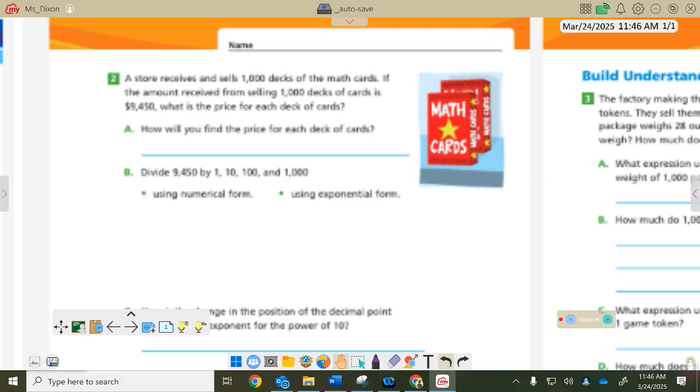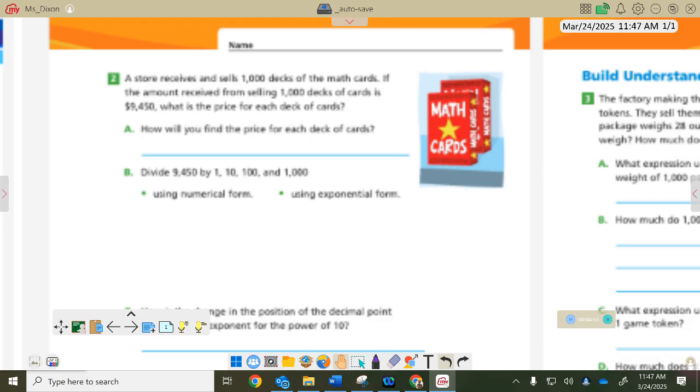Alright. A store receives and sells 1,000 decks of math cards. If the amount received from selling 1,000 decks of cards is $9,450, what is the price of each deck of cards? Okay, so they have gotten their shipment. They sell 1,000 of them. They now have $9,450. But they're like, how much should we sell each deck of cards for?